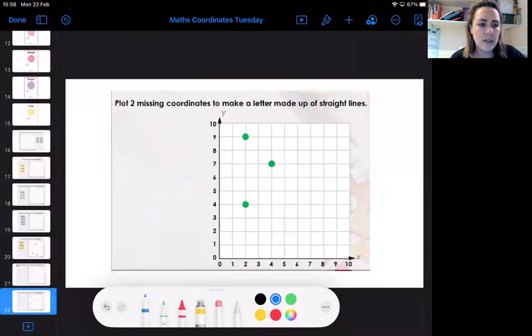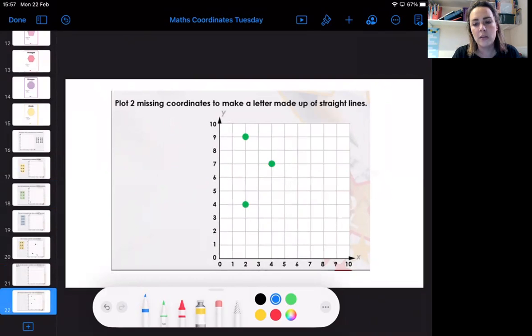The last activity today. Plot 2 missing coordinates to make a letter made up of straight lines. They've given you some of those already, and I will give you a big clue, and I'm going to say symmetry. So have a go and see if you can plot the missing coordinates to make a letter of straight lines.